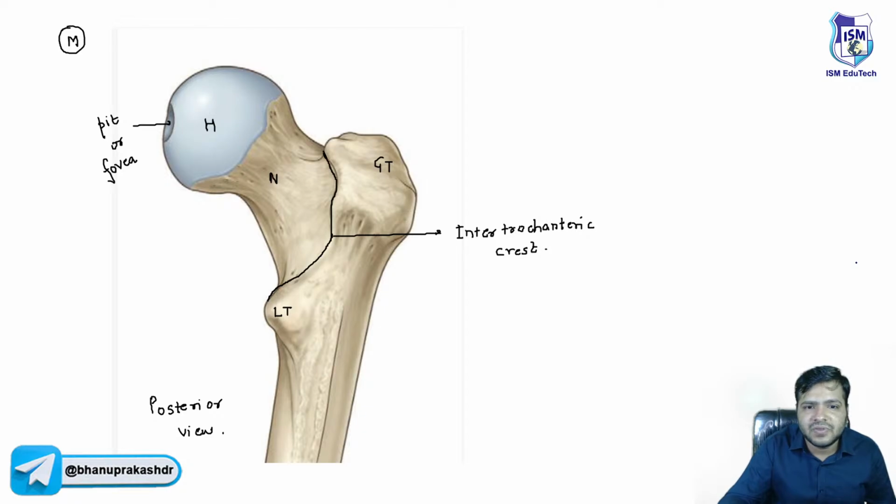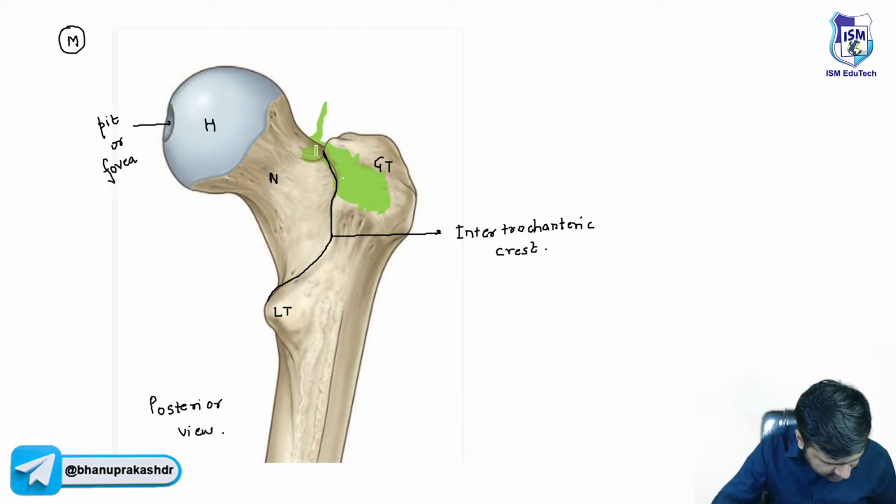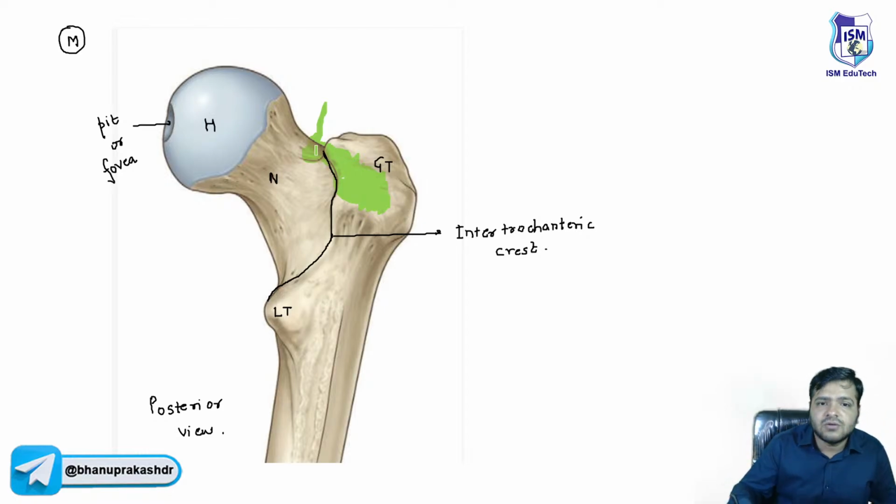So this is the posterior view, and you can see a fossa over here, beta. This fossa is present with the medial surface, and it is the intertrochanteric fossa. Very good. I have got replies from Harsh, Kiran, Usman. Very good beta.